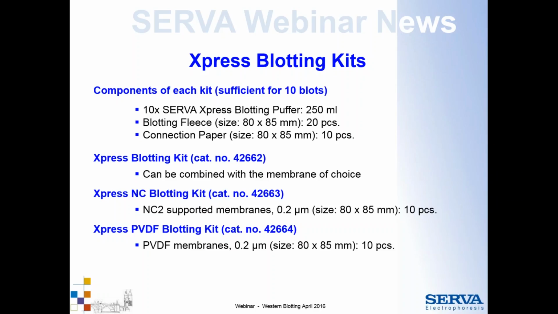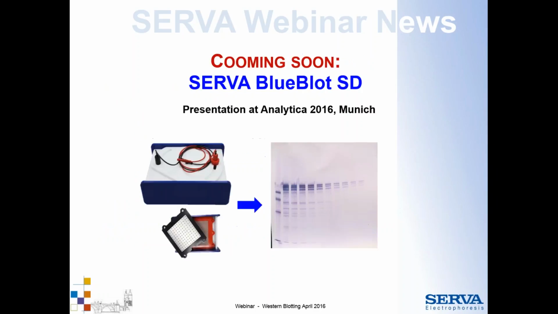If you want to perform XPressBlotting using nitrocellulose and you want a kit with included nitrocellulose membrane, we offer one with a 0.2 micrometer pore size nitrocellulose membrane, or we offer another one with a PVDF membrane where the pore size is also 0.2 micrometers.